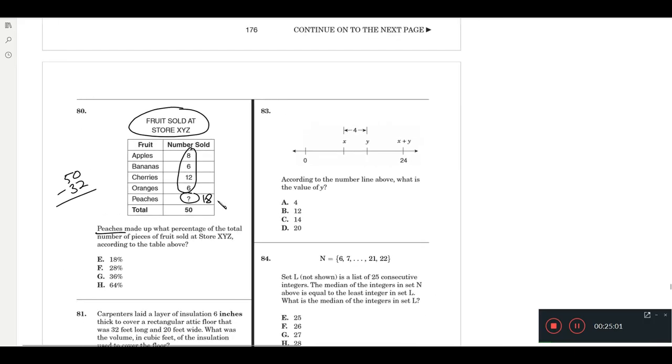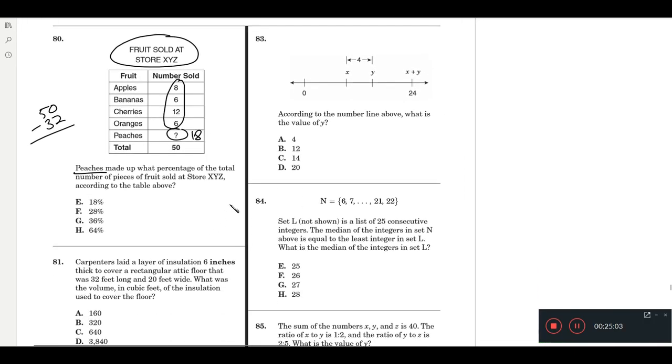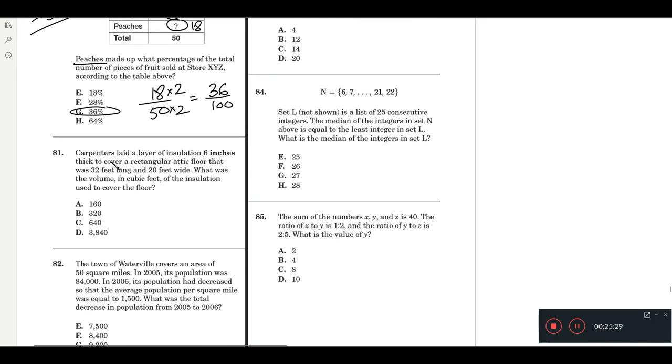We have to find a percent. And then 18 over 50. And then you can simplify and turn it into a percentage. They want to know what percent is the peach, so 18 out of 50. We multiply it by 2. 36 over 100. If something is out of 100, that's the percentage, so it's 36%. Good job. Any other question?